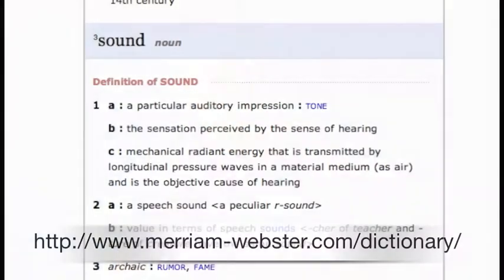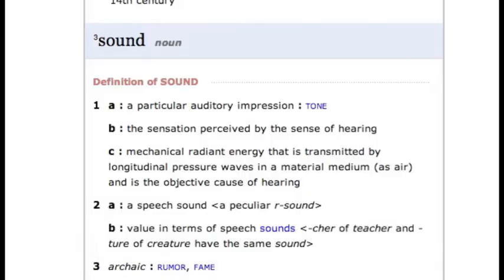To truly understand the physics of sound, it is first important to understand what sound actually is. The Merriam-Webster Online Dictionary defines sound as mechanical radiant energy that is transmitted by longitudinal pressure waves in a material medium as air, and is the objective cause of hearing. Basically, this means that sound is just a form of energy, like heat or an electric current.